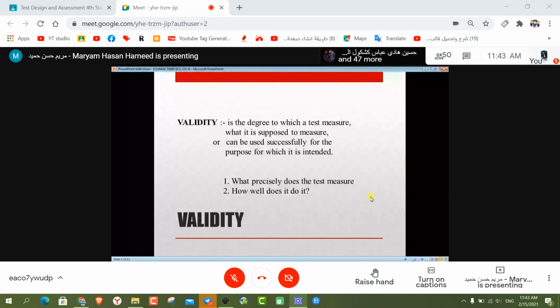Validity, as I said, for example, to test writing with a question where your students don't have enough background knowledge about it is an unfair thing.